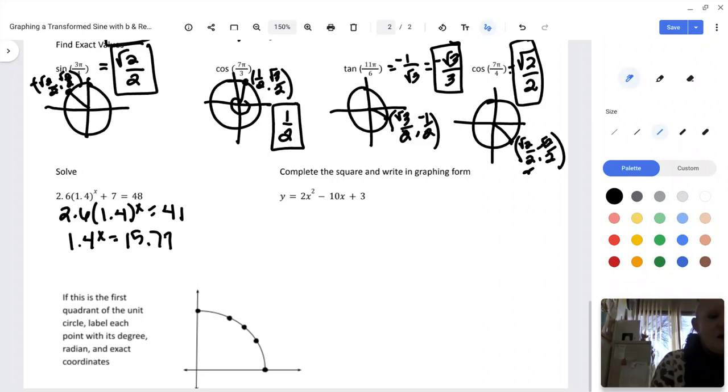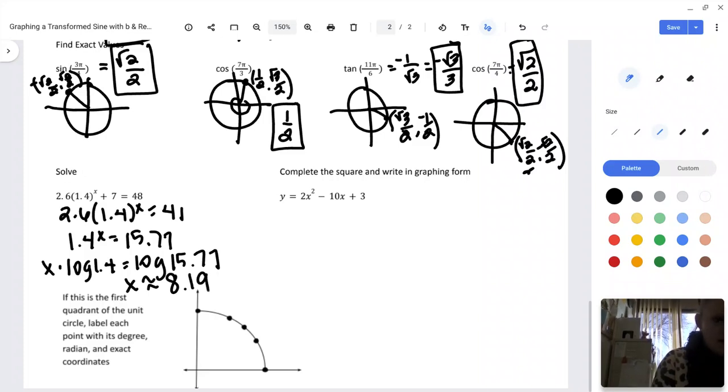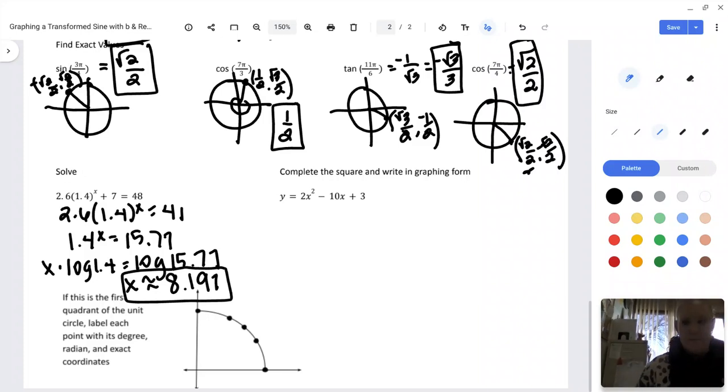Okay, this is where the logs come in. So x comes out front, x times log 1.4 equals log 15.77. So I'm going to take log of 15.77, close that parenthesis, divide by log 1.4, and I get x as about 8.197. Okay, so just reviewing some of those steps there.